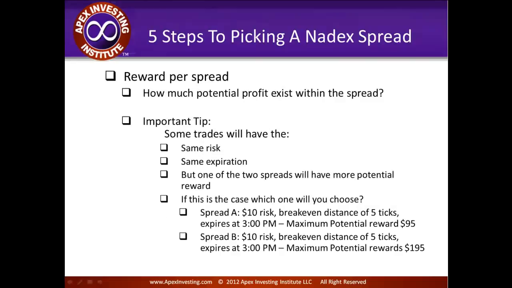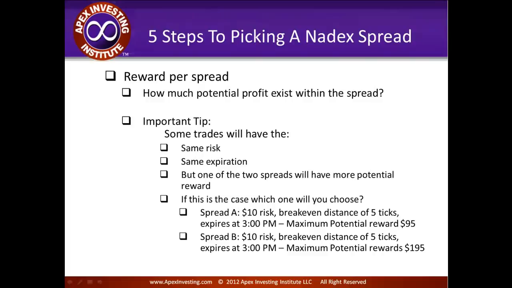So now you need to look at your reward potential. How much profit potential exists within the spread? And this is really important, obviously, but there's a really important tip that you can miss out on, and if you miss out on this, it could cost you a good amount of money. Some trades will have the exact same risk. They'll have the exact same expiration time. But one of the two spreads will have more potential reward. So in this case, which one would you choose?